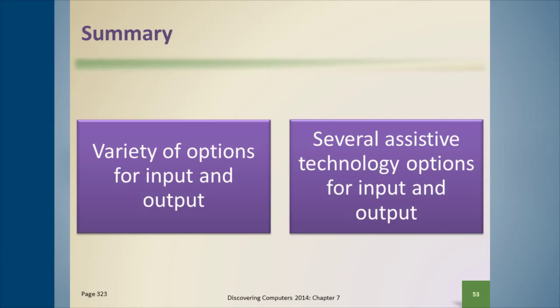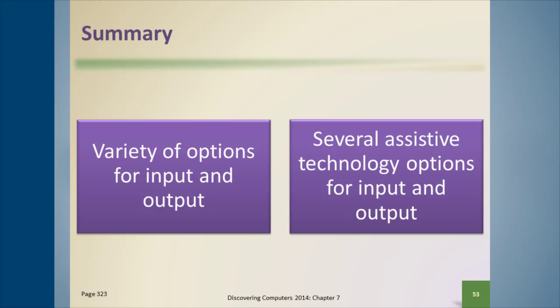So this chapter really kind of sums up input and output devices. Here at the end, they kind of split into these two boxes and give you the impression that half the chapter was on input and output and the other half was over assistive technology. But the vast majority of it was talking about different types of input devices and different types of output devices. And then it finishes up talking about some of those assistive technology options.